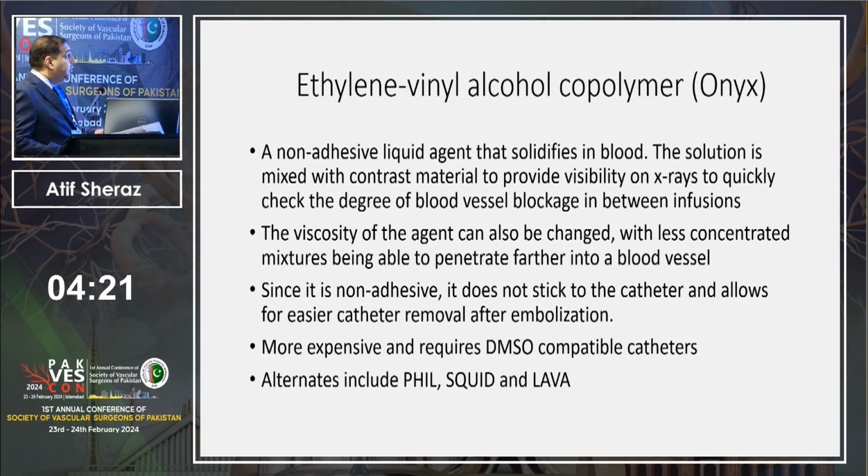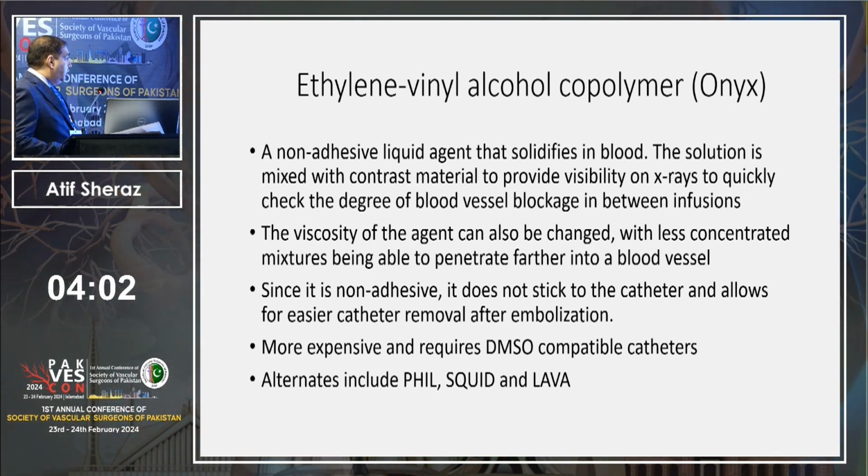Onyx is the most useful agent for embolization of AVMs. The reason it is most useful is that it is much easier to control. It polymerizes slowly, and the learning curve is less. Glue can be very risky if it refluxes.